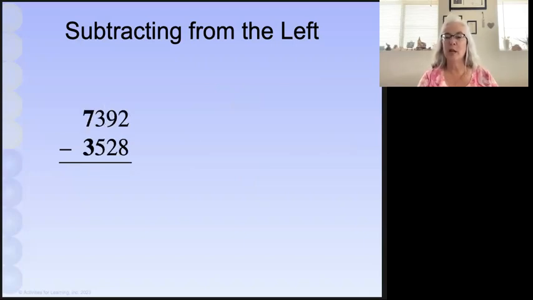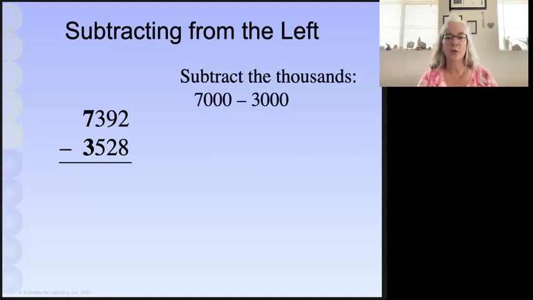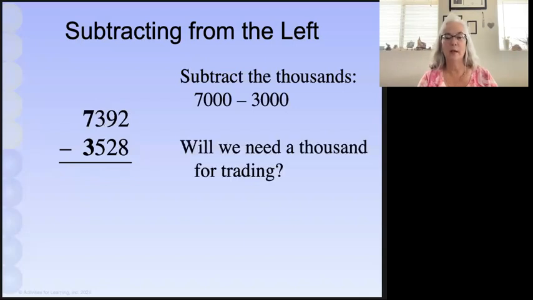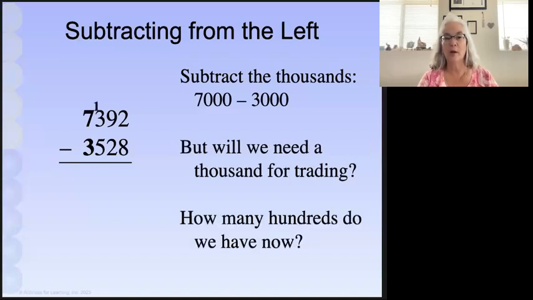Let's do another one here, just because, again, this is a little different. So again, we're going to start with the thousands. So 7,000 minus 3,000 is 4,000, but will we need 1,000 for trading? Actually, yes, we will, because 300 is less than 500. So we're going to mark the extra one that we're going to use. And how many hundreds do I have now? I actually have 1,300. So 7,000 minus 3,000 minus another 1,000 is going to actually be 3,000.